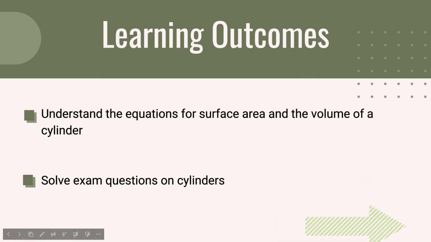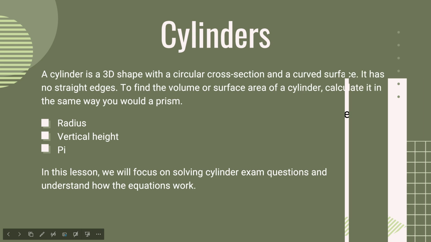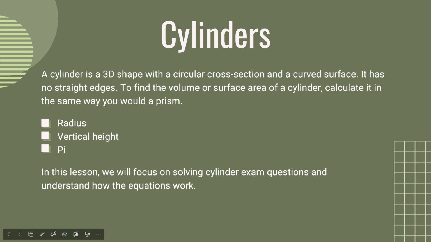Our learning outcomes for today are to understand the equations for surface area and the volume of a cylinder, and also to solve exam questions on cylinders. So, what is a cylinder? A cylinder is a 3D shape with a circular cross-section and a curved surface. It has no straight lines.